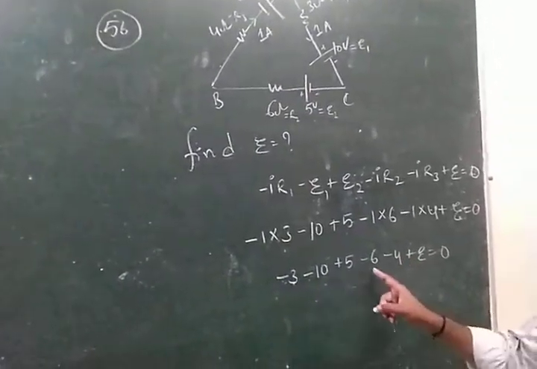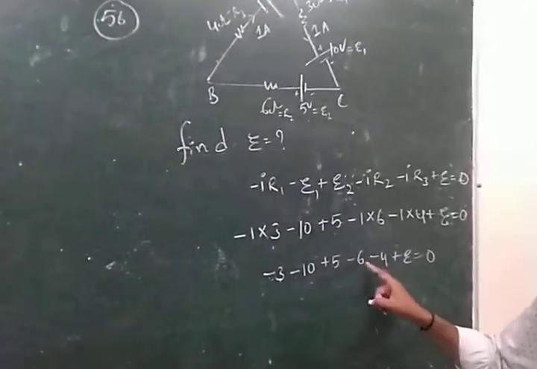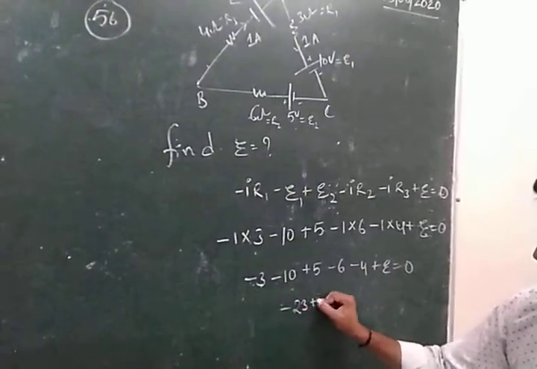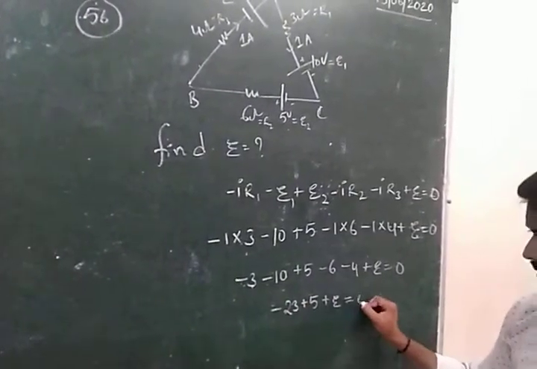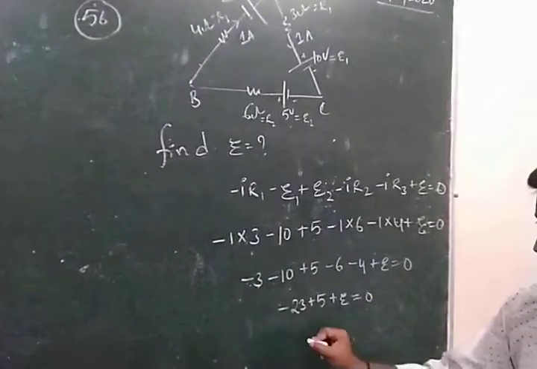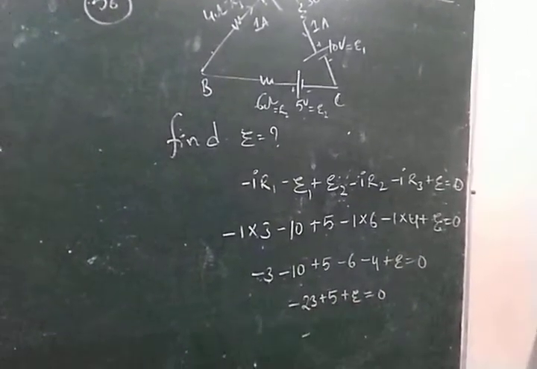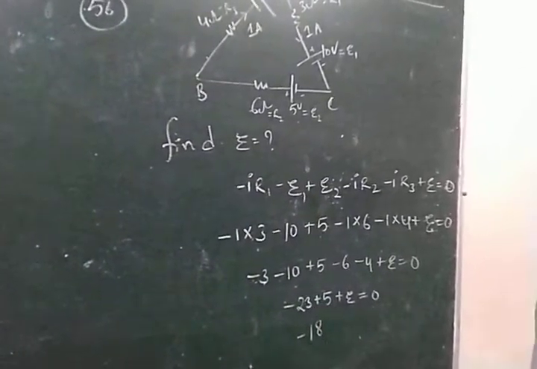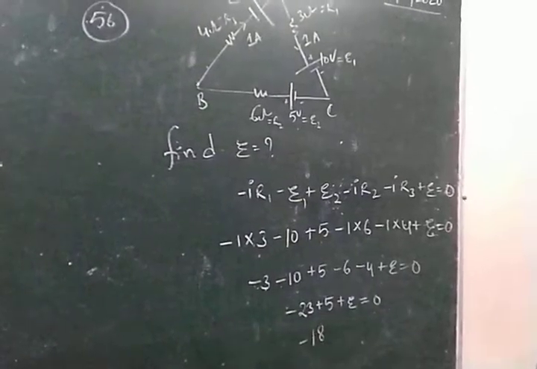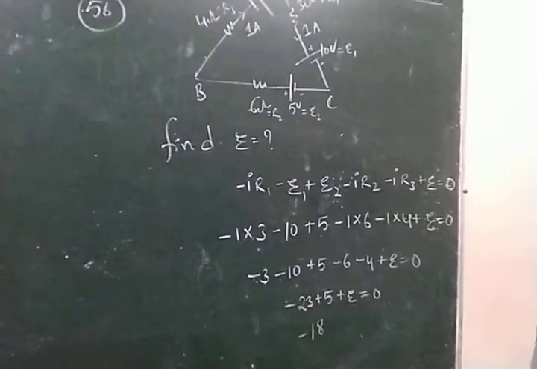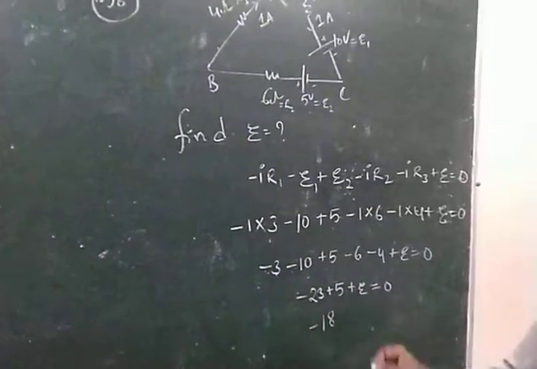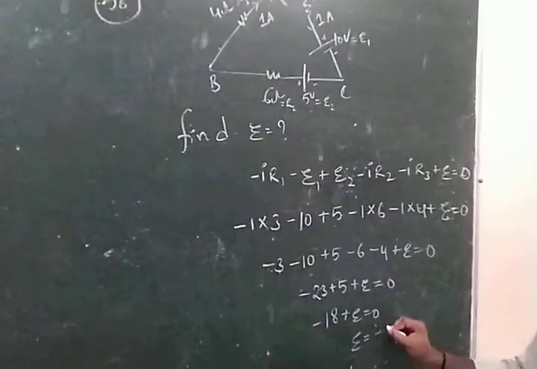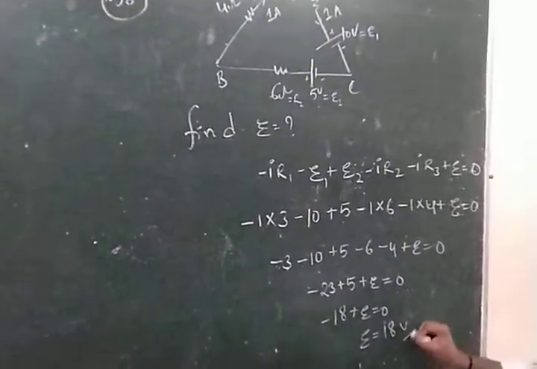So what you are getting here: minus 3, minus 10, minus 6, minus 4 gives minus 23, plus 5, plus E, equal to 0. Minus 23 plus 5 is minus 18. So minus 18 plus E is equal to 0. E is equal to plus 18 volts.